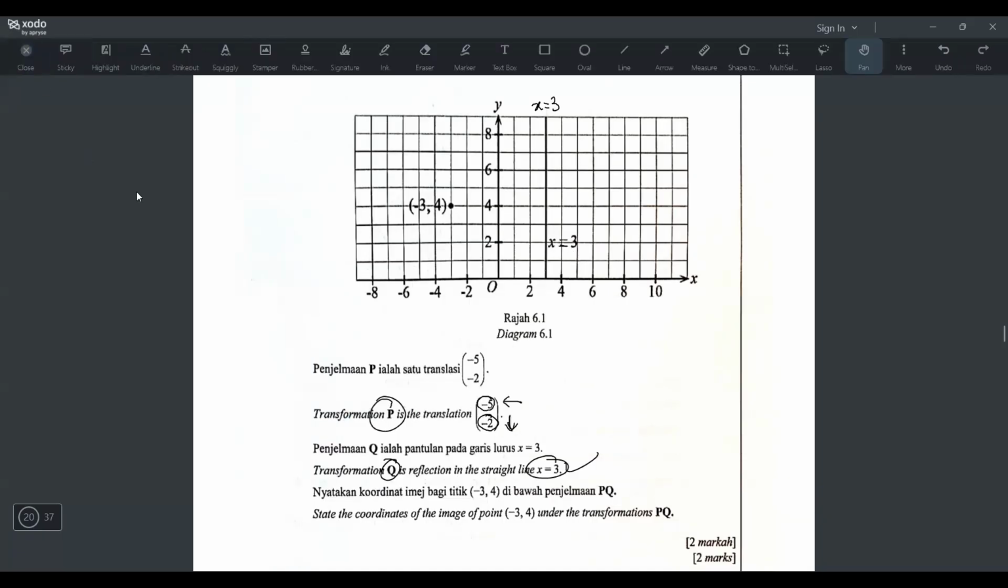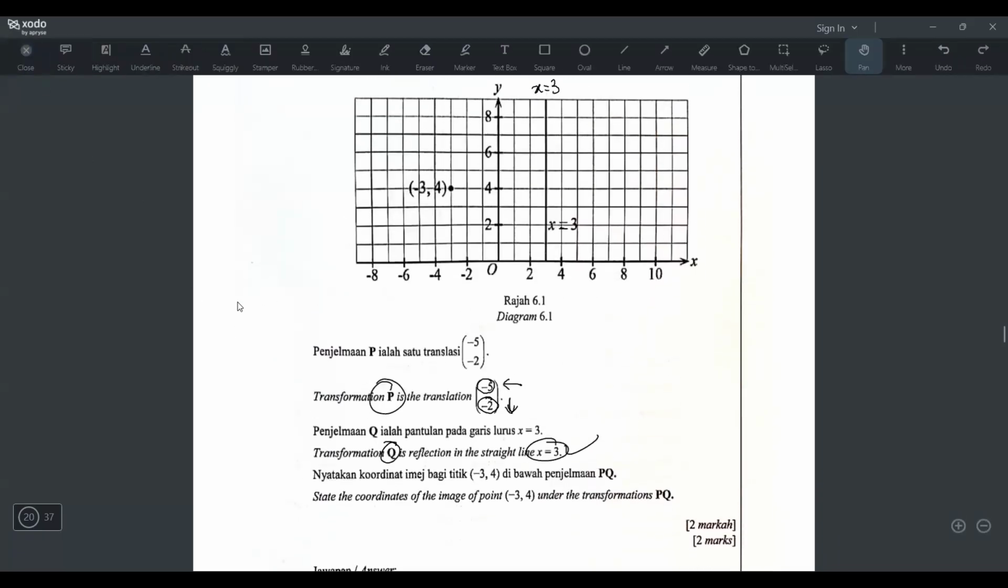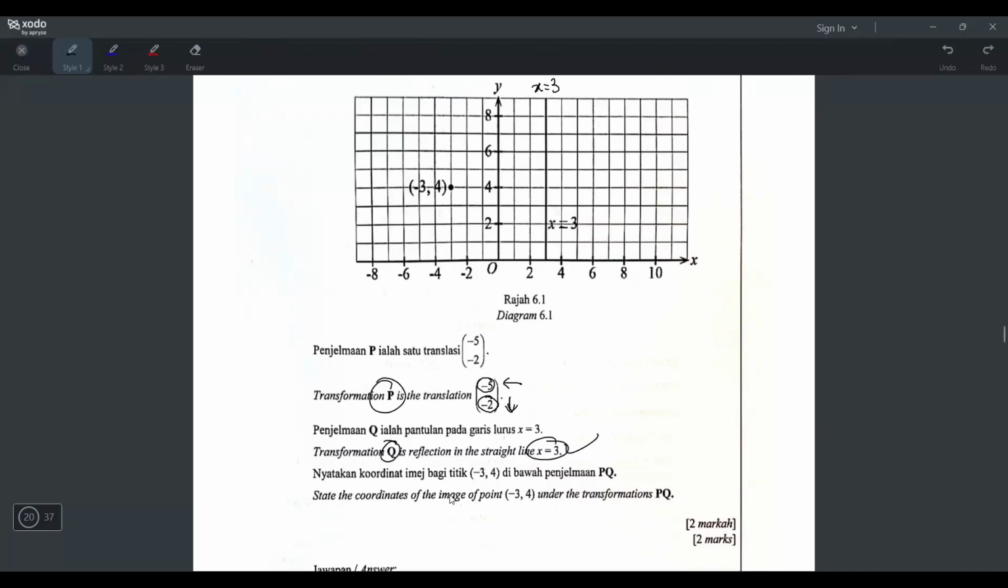That's what it means. Okay, so far I think there's nothing much to label here. Straight away go to the question. State the coordinate of the image of -3, 4 under transformation PQ.